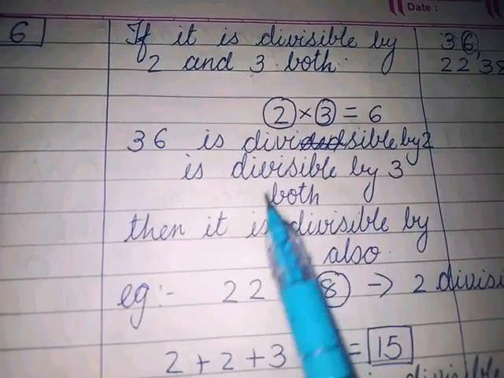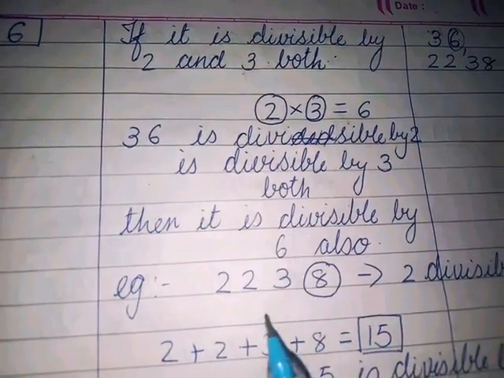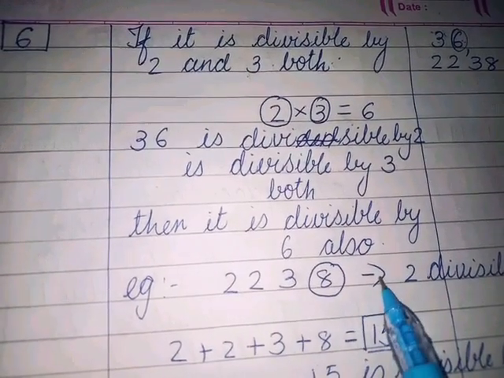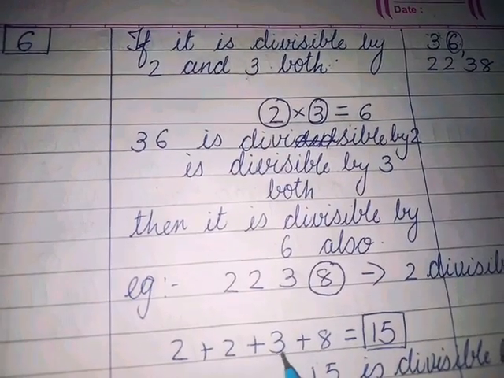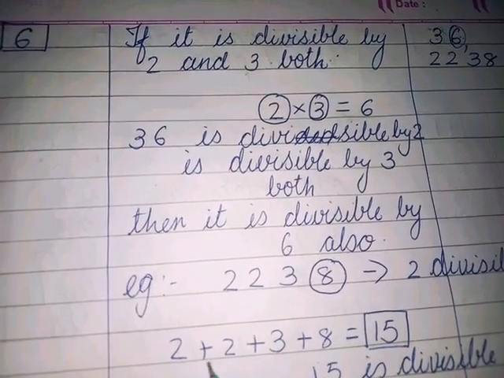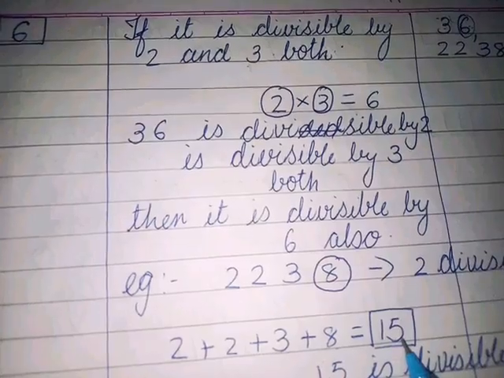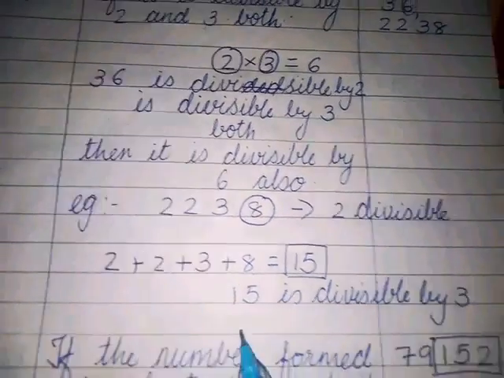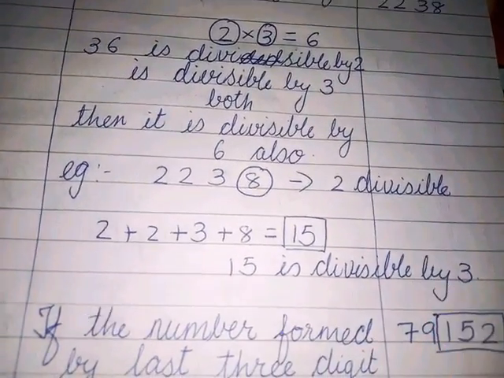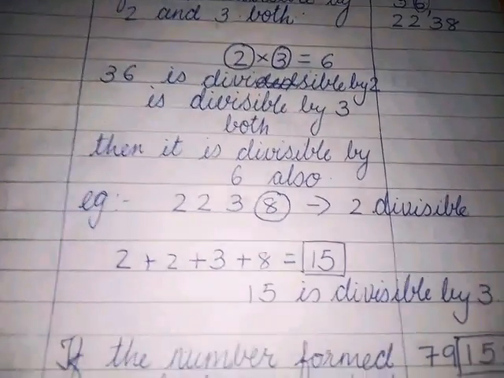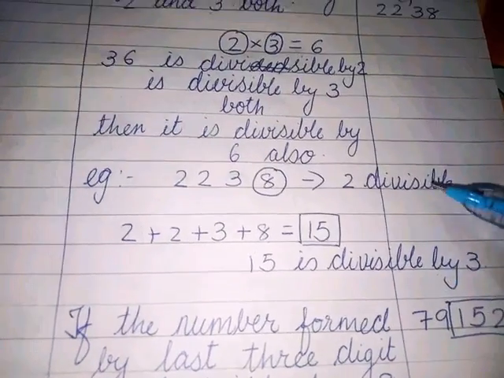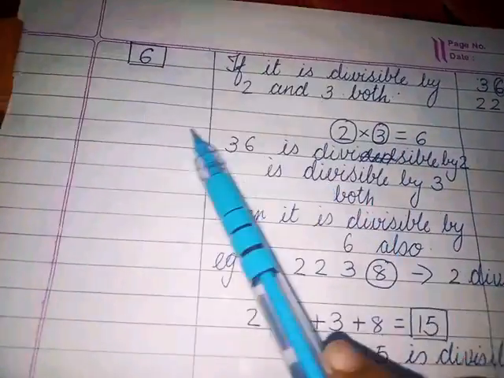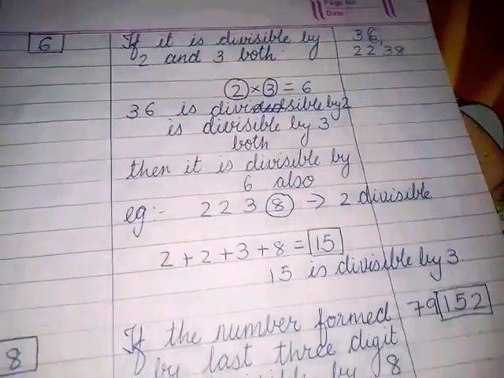Now we need to check whether it is divisible by 3 or not. How will we do it? Just make a sum of all these digits, that is 2 plus 2 plus 3 plus 8. Just make the sum. What will be the total? 15. So 15 is again divisible by 3. So from the rule we can say that it is divisible by 2 and it is divisible by 3. So again we can say that it is divisible by 6.